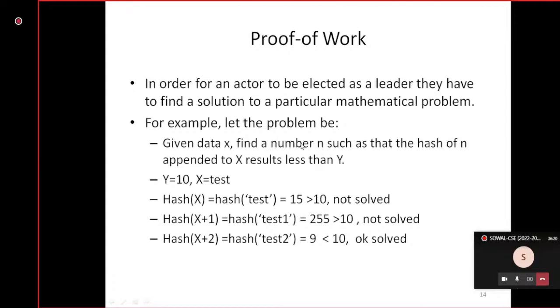Now I take the value of n as 1 and compute the hash of "test1". I get another value, which is again greater than 10, so the puzzle is not solved. Then I increase the value of n and compute the hash again. At the point where I get a result less than y, which is 10, I can say my puzzle is solved, and the solution of the puzzle is 2. I add 2 to the data, and I get the desired result.